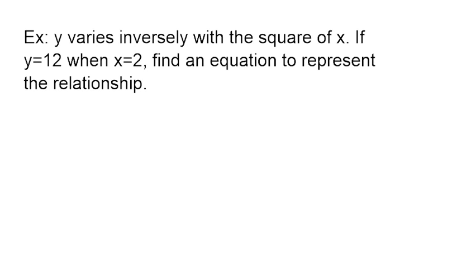Okay, so here's an example of what we might see. We have y varies inversely with the square of x. If y equals 12 when x equals 2, find an equation to represent the relationship. So the first thing that we want to do is find an equation. So think about inverse versus direct. Which one is this? It's pretty clear here. It tells us that it varies inversely. Sometimes you'll also see the language is inversely proportional. That means the same thing.